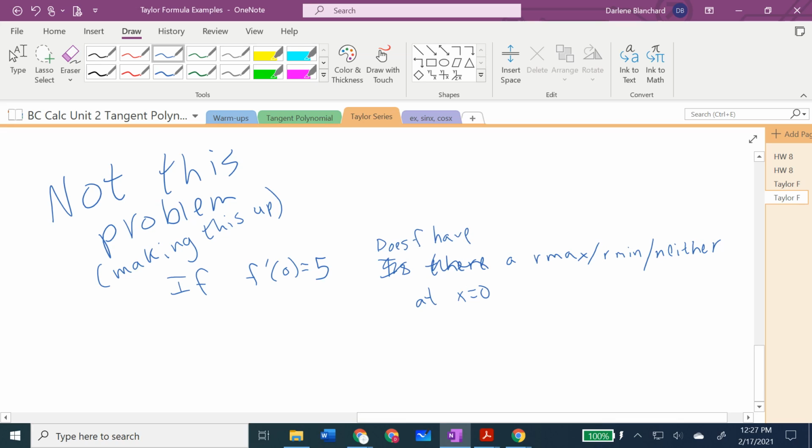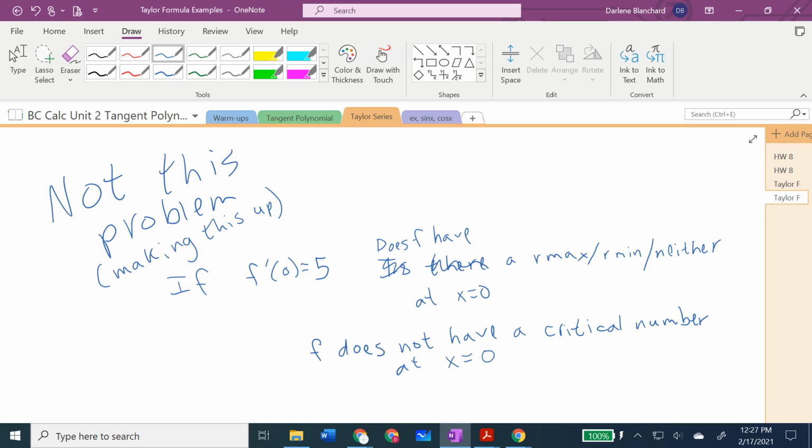Because the derivative is not 0. If the derivative is not 0 and it is defined, then it is not a critical number. If a function does not have a critical number at a particular x coordinate, f cannot have a relative minimum or a relative maximum.